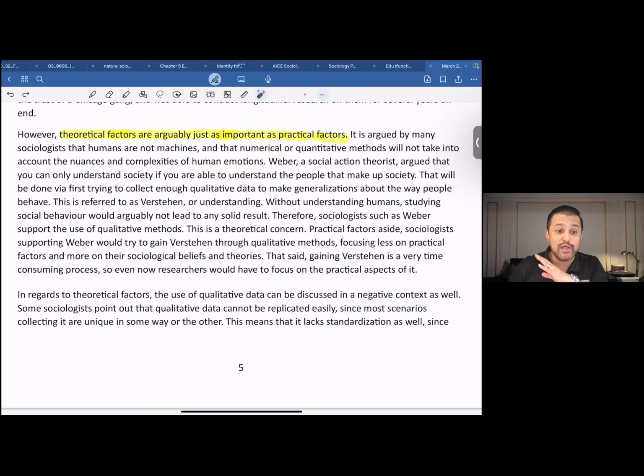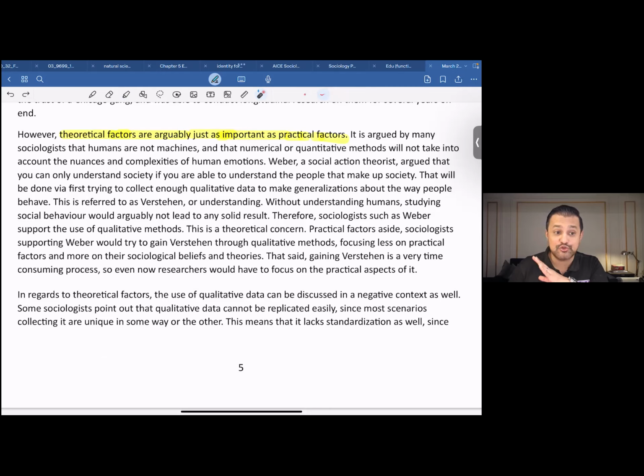That will be done via first trying to collect enough qualitative data to make generalizations about the way people behave. This is referred to as Verstehen or understanding. Without understanding humans, studying social behavior would arguably not lead to any solid result. Therefore, sociologists such as Weber support the use of qualitative methods. This is a theoretical concern, full stop.